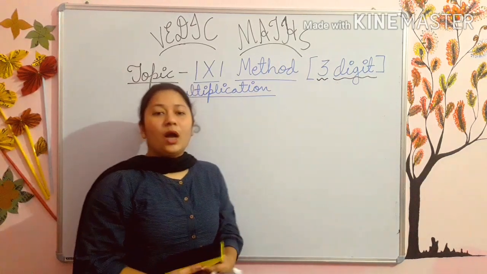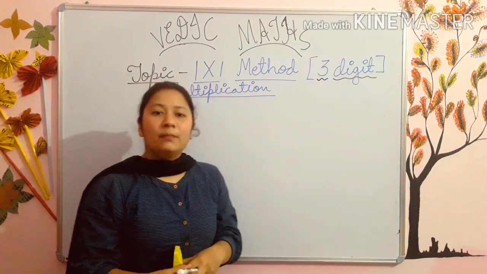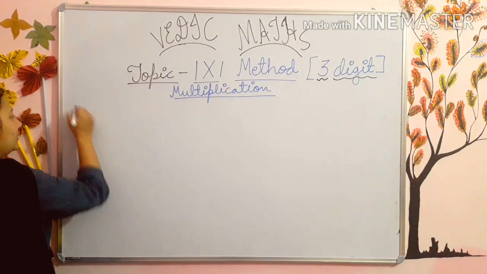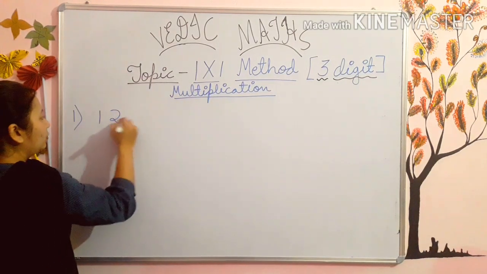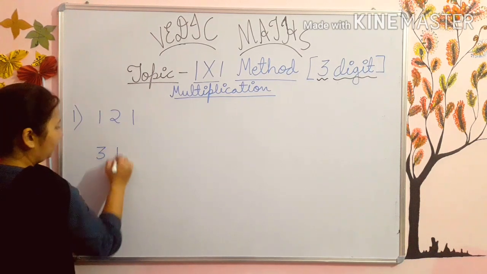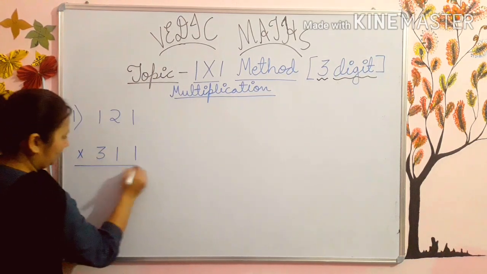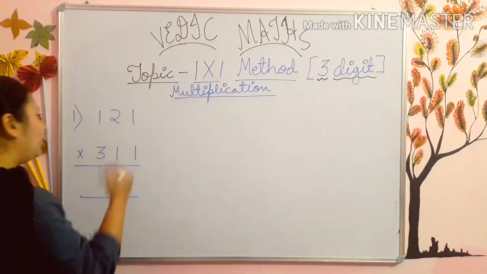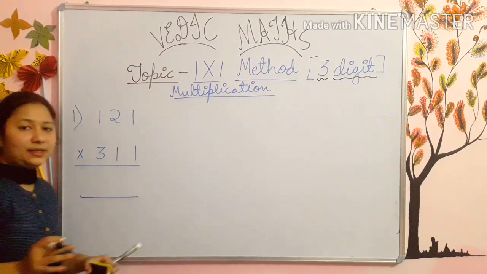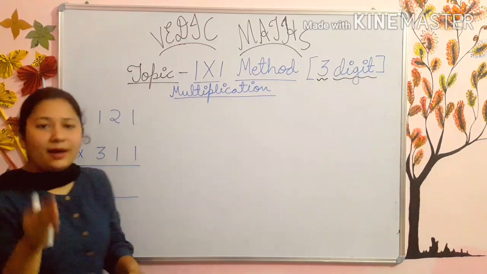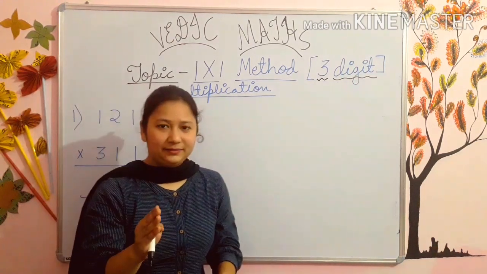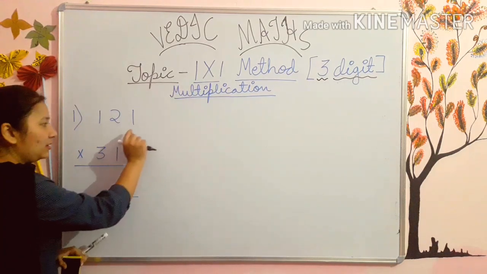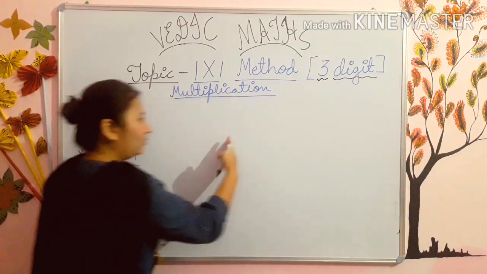So, our today's topic, multiplication, we will start with the first sum. Our first sum is 121 times 311. Now students, listen what we have to do in this. See, we have to use the IXI method in it. Now see, first of all, I will tell you one by one.